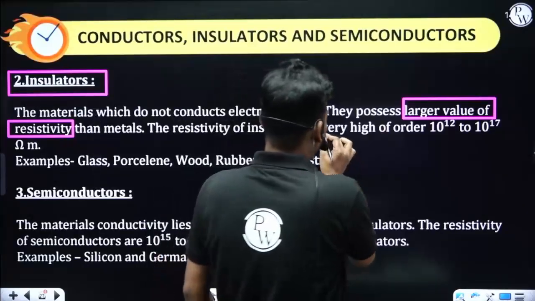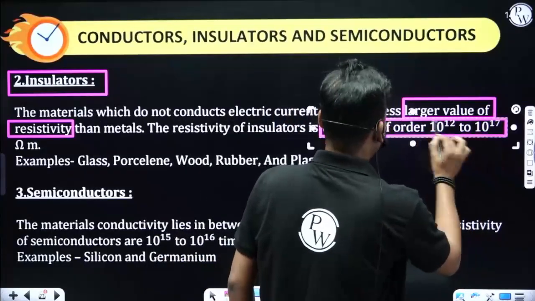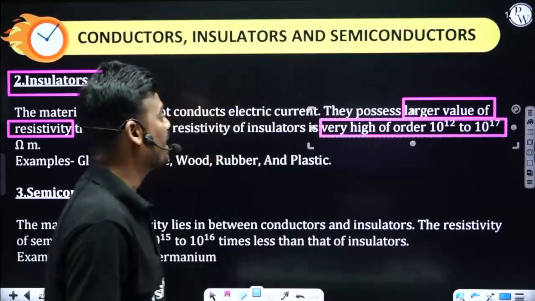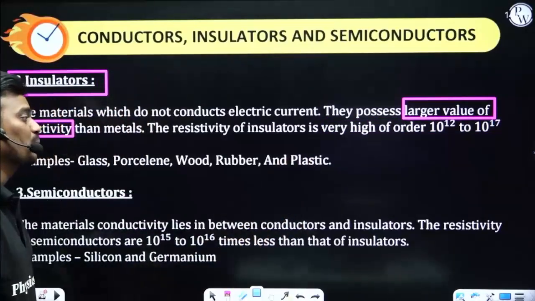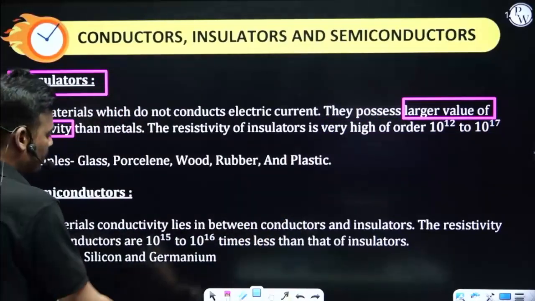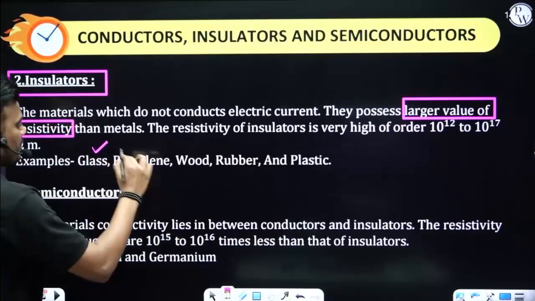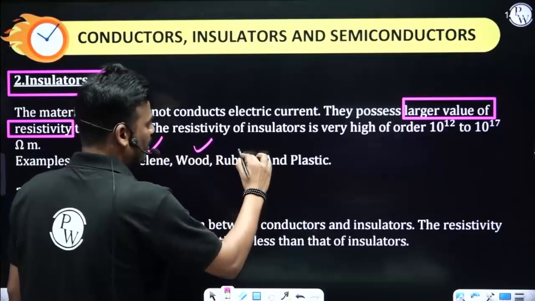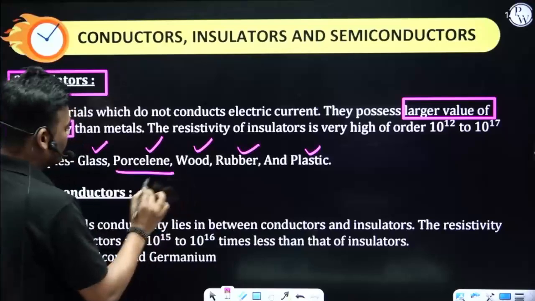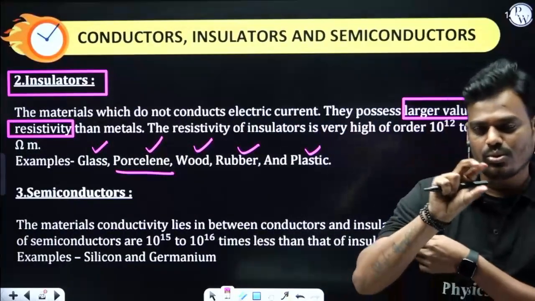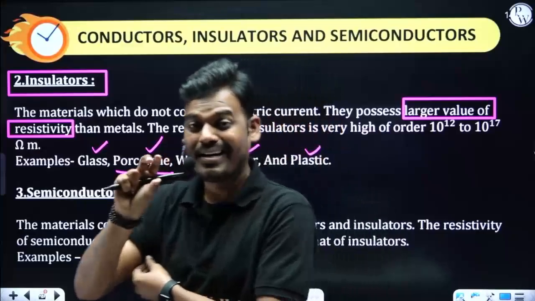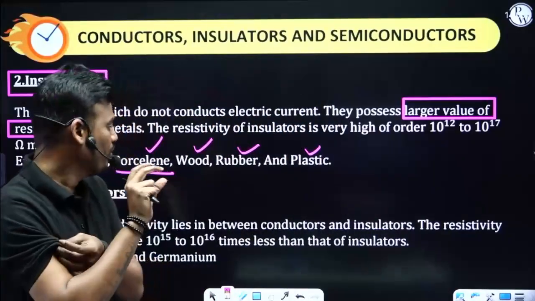The order is 10 power 12 to 10 power 17. Examples: glass, porcelain, wood, rubber, and plastic. And this porcelain, you may have seen in a company fuse. The white colored one, we call it porcelain.